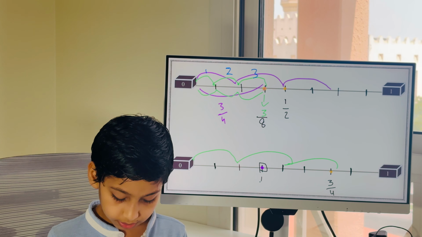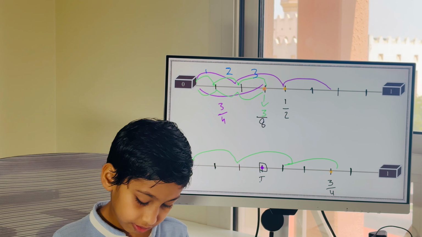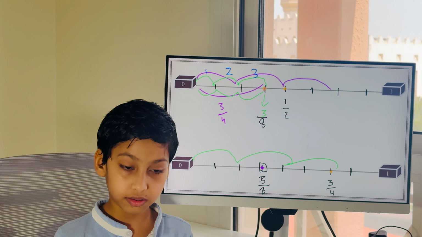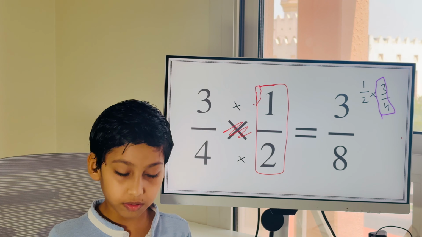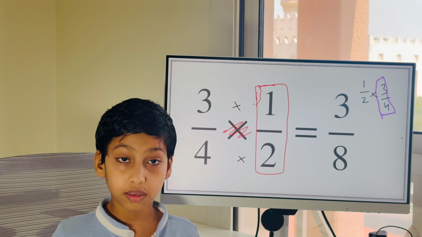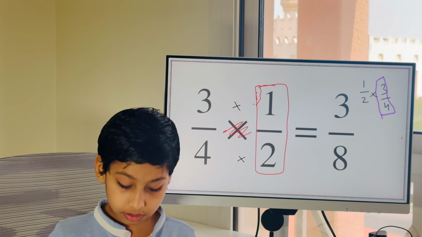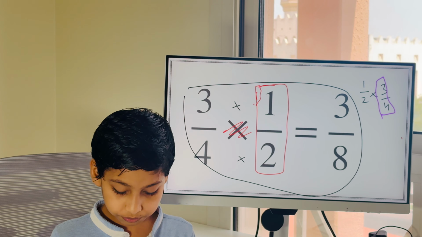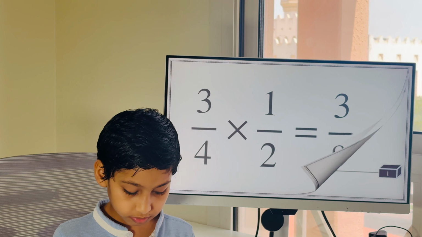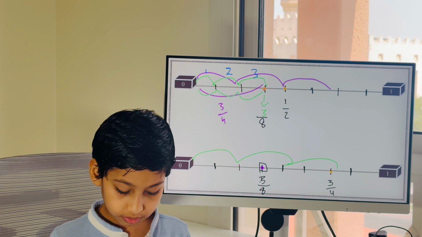So that's the reason the answer here as well is 3 by 8, right? So hopefully that is more meaningful to you than just multiply the numerators and the denominators. And I also hope that now this thing also makes a little bit of sense to you. So that's all how we multiply like this.